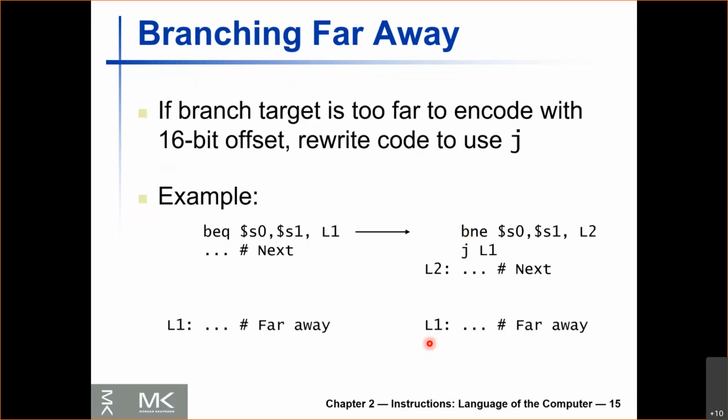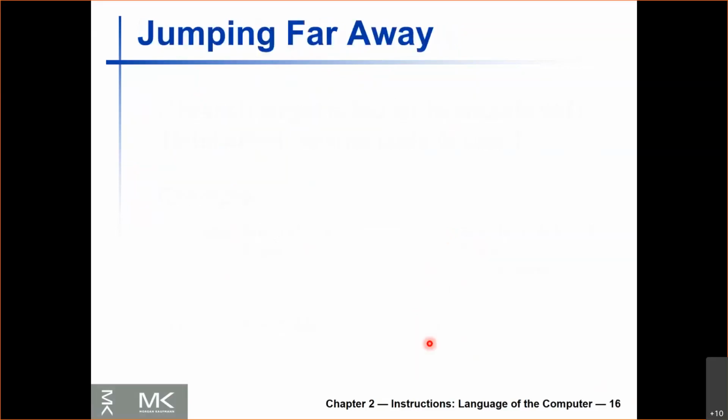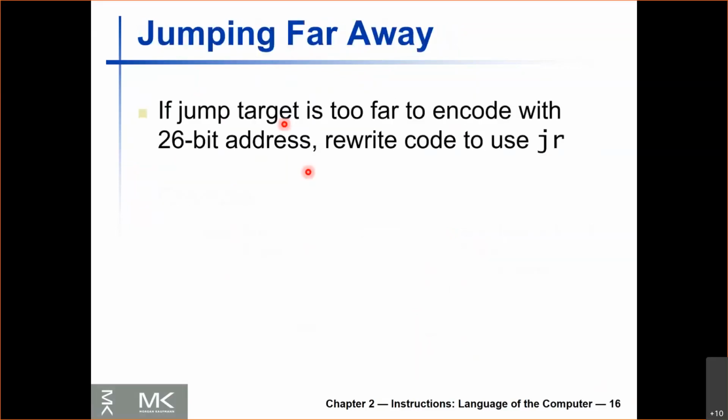Okay, well, this covers branching far away. What if we want to jump far away? What if the jump target is too far to encode with a 26-bit address? What we can do is rewrite the code using jump register.